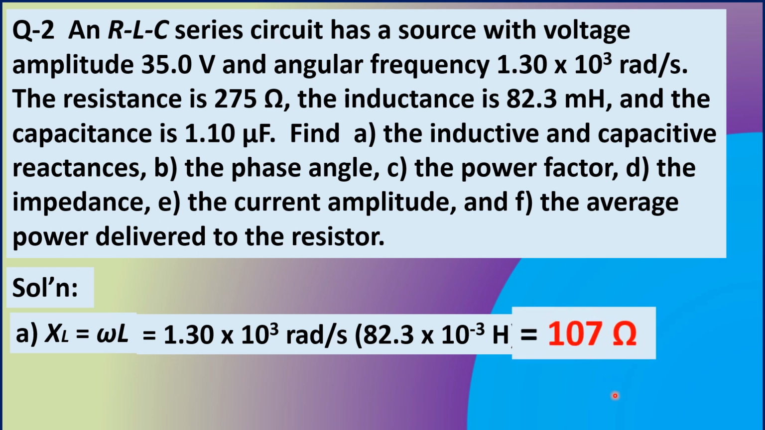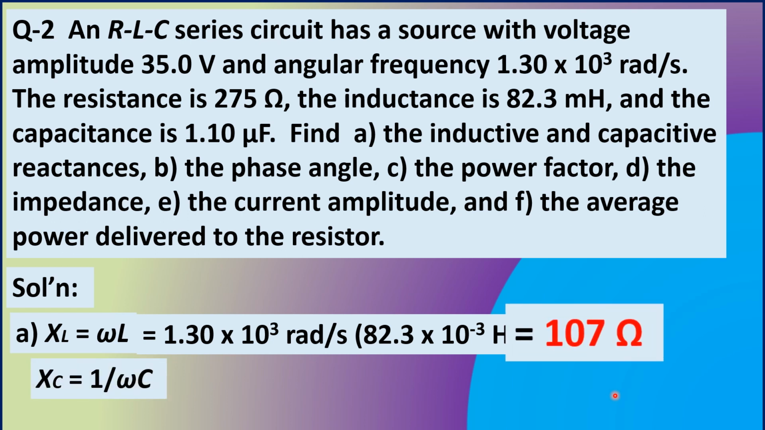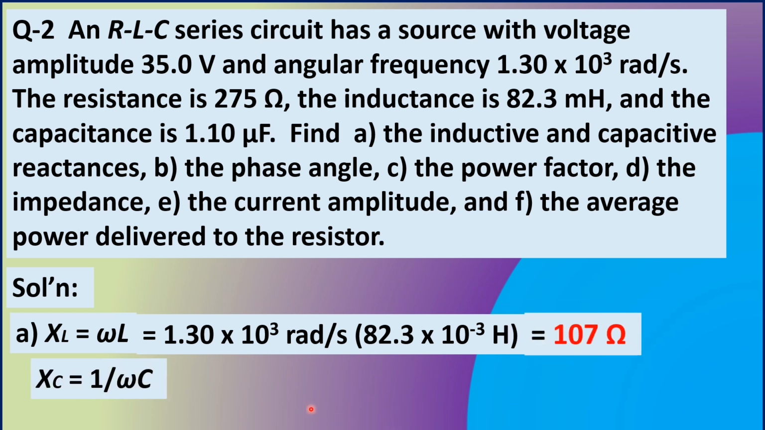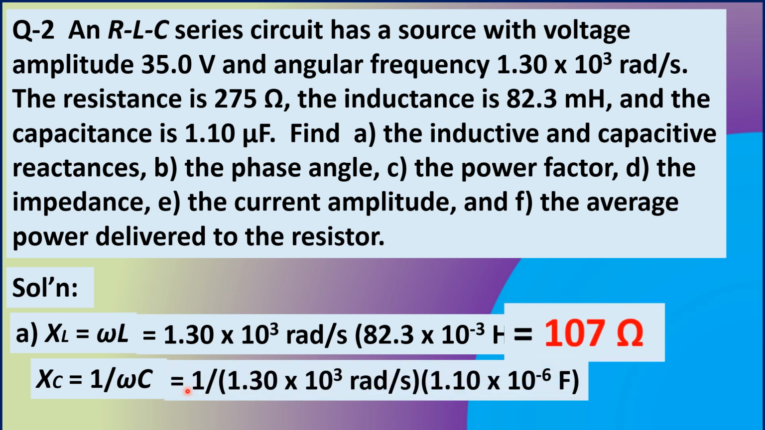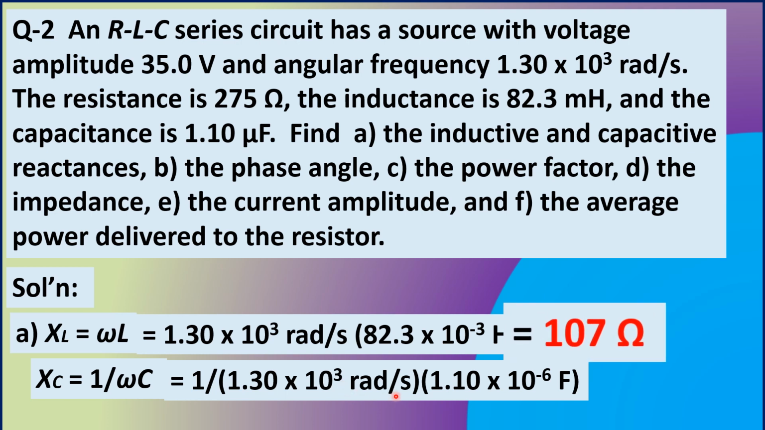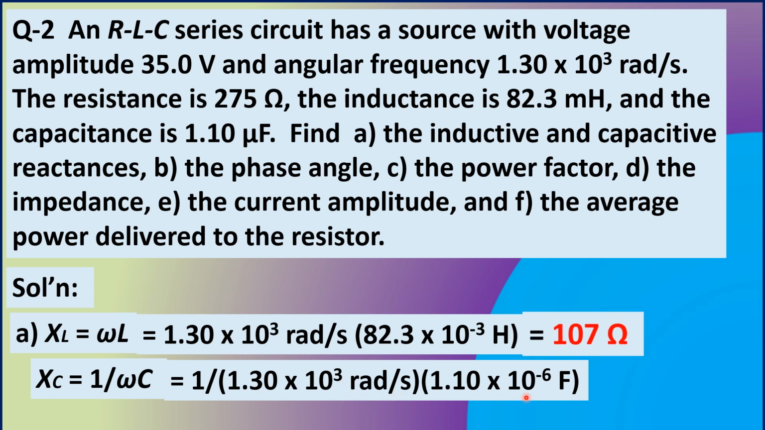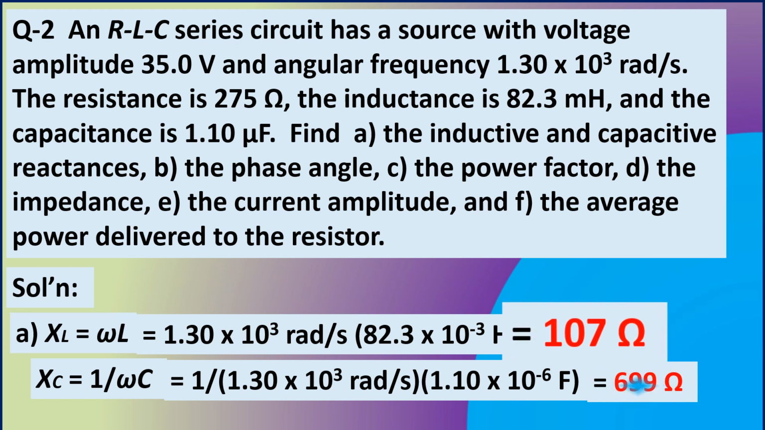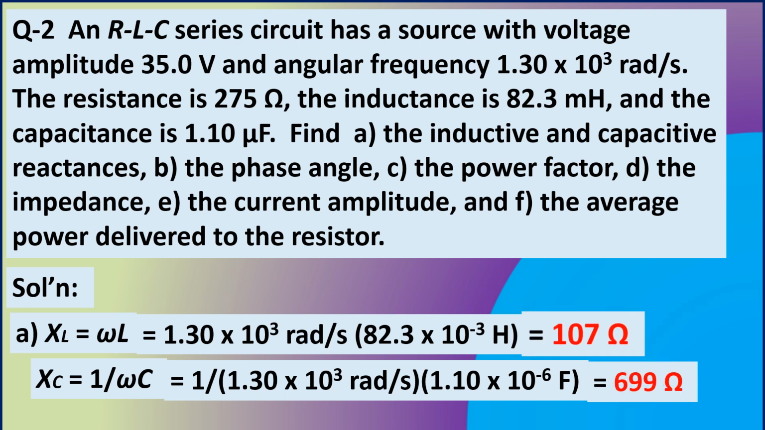Now for the capacitive reactance, capital X sub C is just equal to the reciprocal of the product of the angular frequency omega and the given capacitance, or 1 over 1.30 times 10 to the third power radian per second multiplied by the capacitance of 1.10 times 10 to the negative 6 farad. So we get the value for the capacitive reactance equal to 699 ohms.